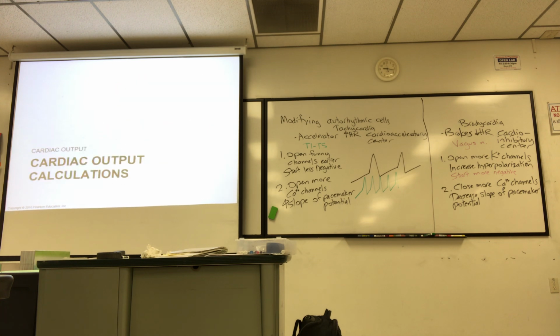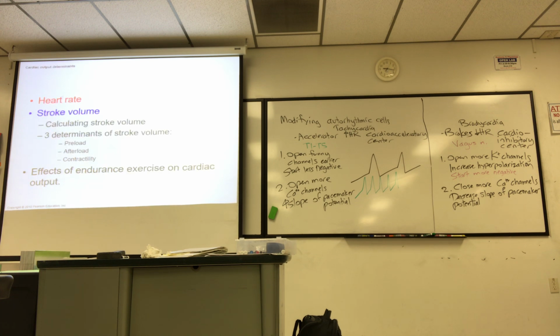To finish up, I want to talk about cardiac output. There are some calculations we like students to make, and there are some concepts about stroke volume we like to address to finish up the heart chapter. So let's talk about how you modify heart rate and stroke volume. We just talked about the modification of the heart rate. But let me show you the next slide. This is kind of an outline of what I'll talk about next.